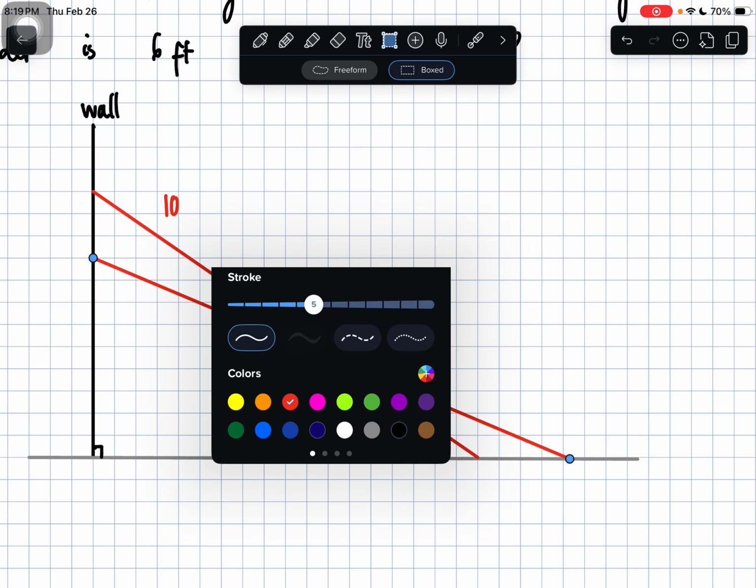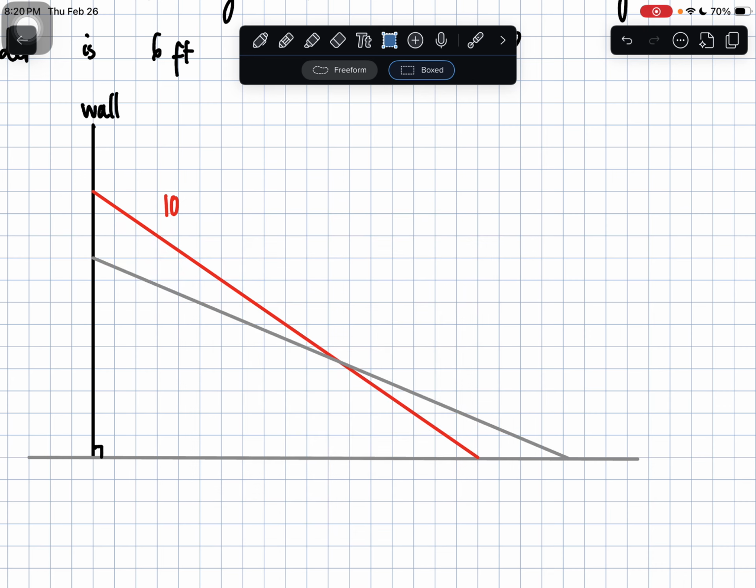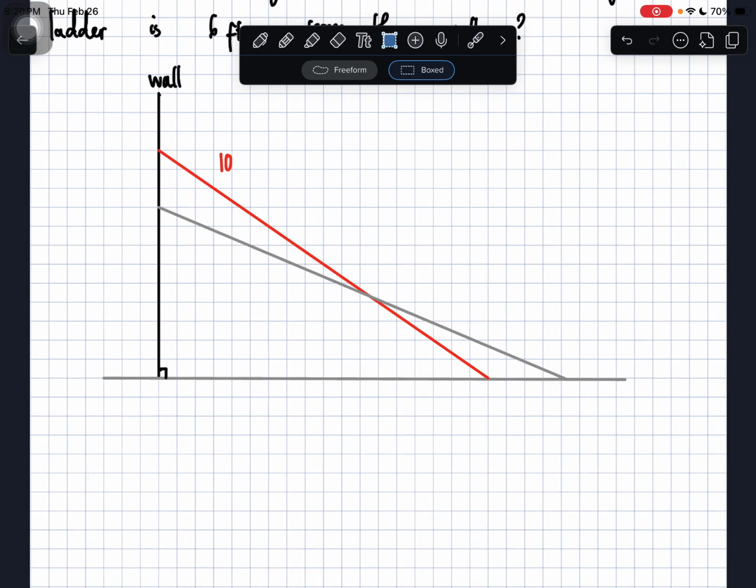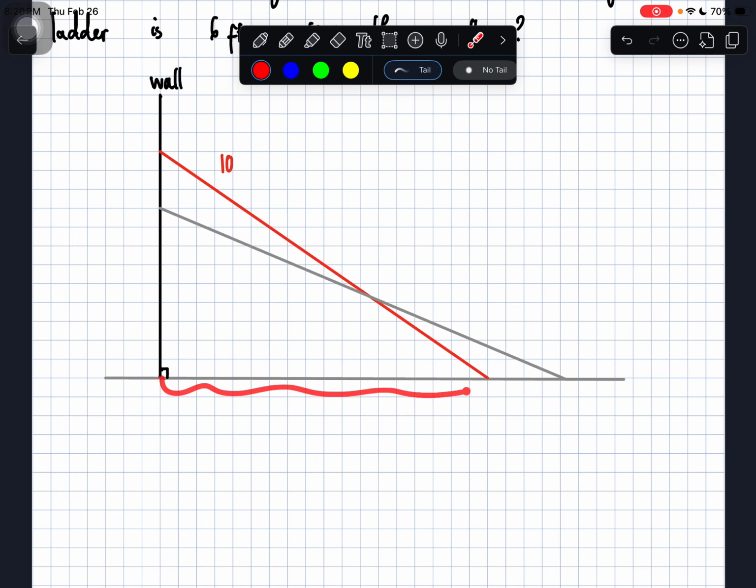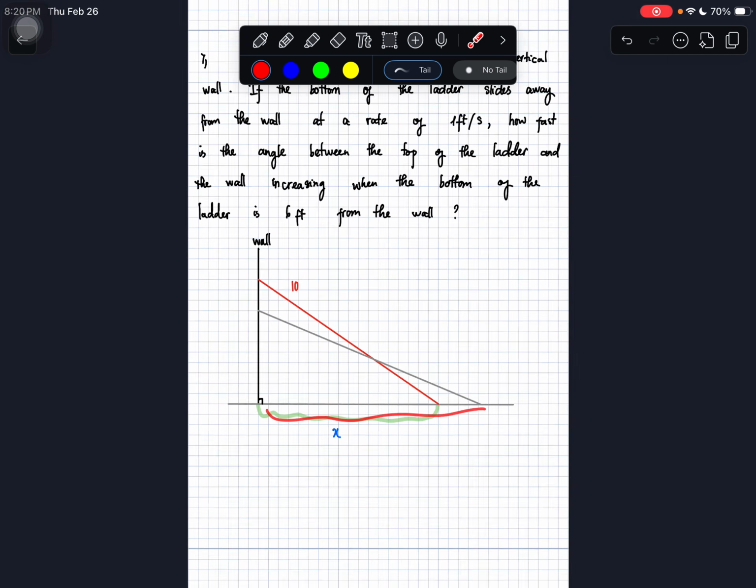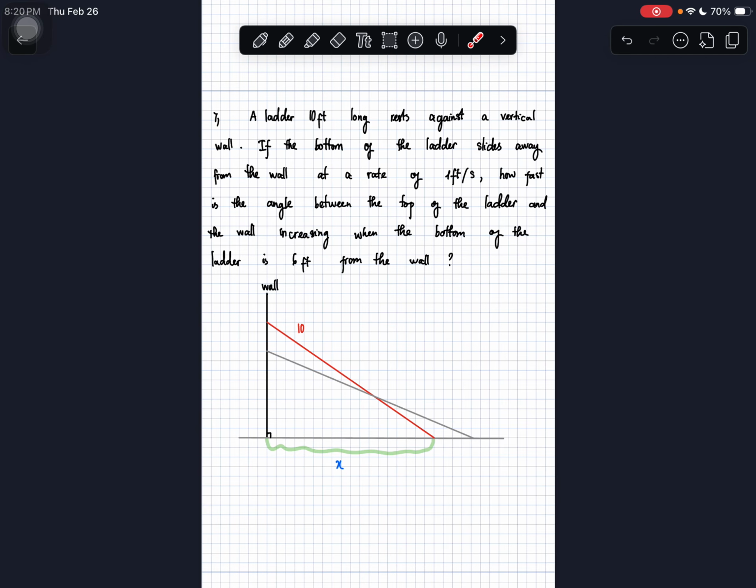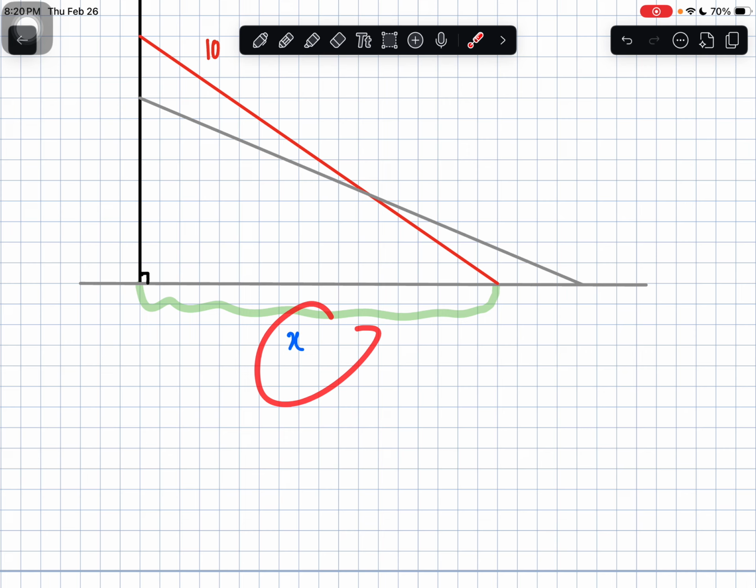So that is what happens. Let's say this length is x, the length between the base of the ladder and the wall. So from the bottom of the ladder to the wall, this length is x. So x keeps increasing. When the base is here, x is longer. And the bottom of the ladder slides away from the wall at a rate of 1 foot per second. So this means that x changes 1 foot per second.